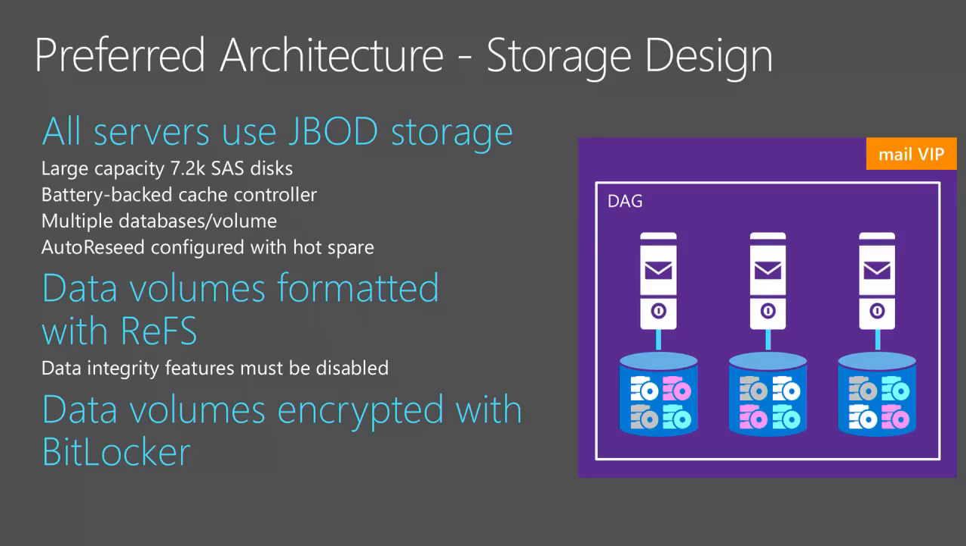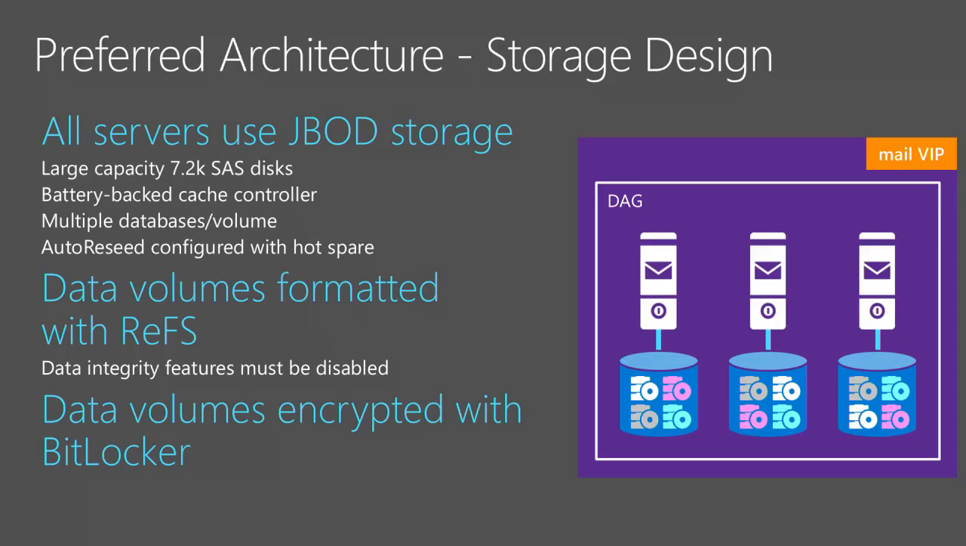A battery-backed cache controller is necessary, or maybe flash-based if you've got a futuristic server. Multiple databases per volume, ideally matching the number of database copies. So if you're using 4 database copies, we want you to deploy 4 databases per volume as well. And then we want you to configure auto reseed with a hot spare so that if one of your disks does die, the system can automatically format that hot spare and reseed the database copies that were affected by the dead disk.